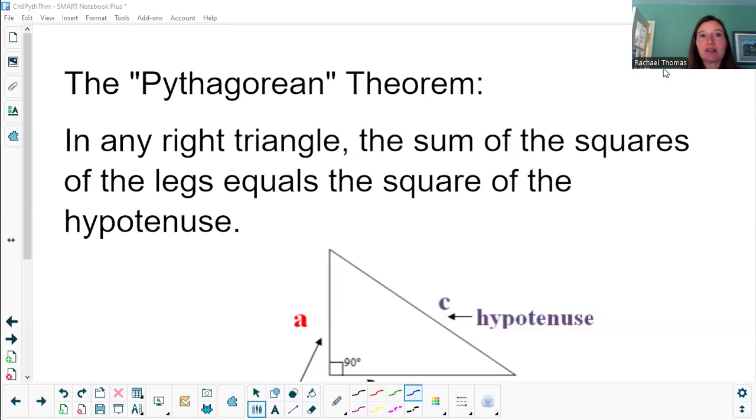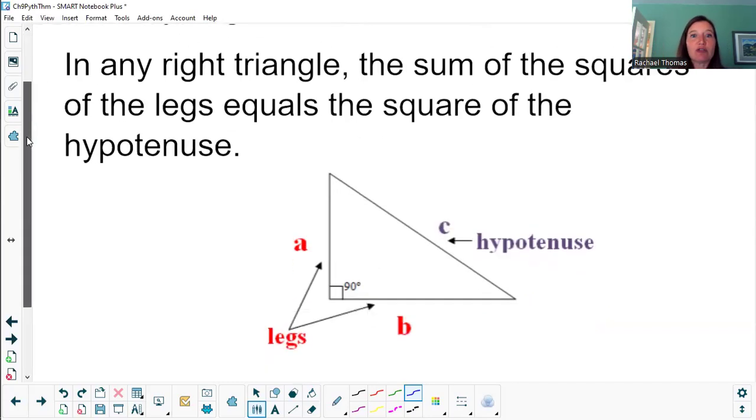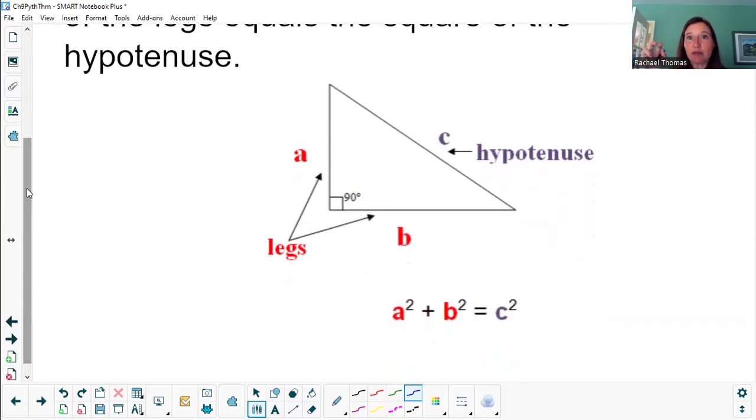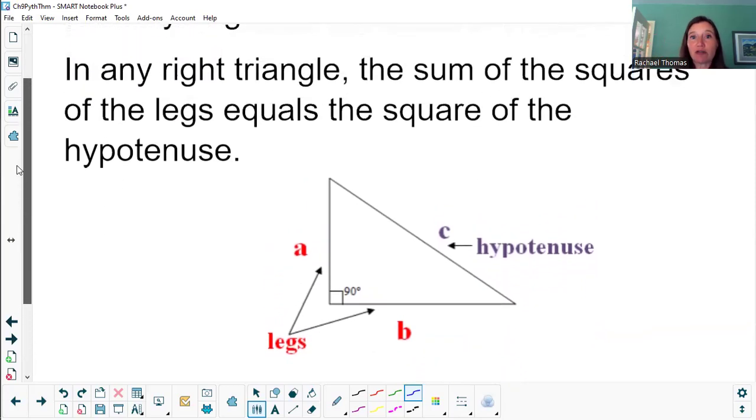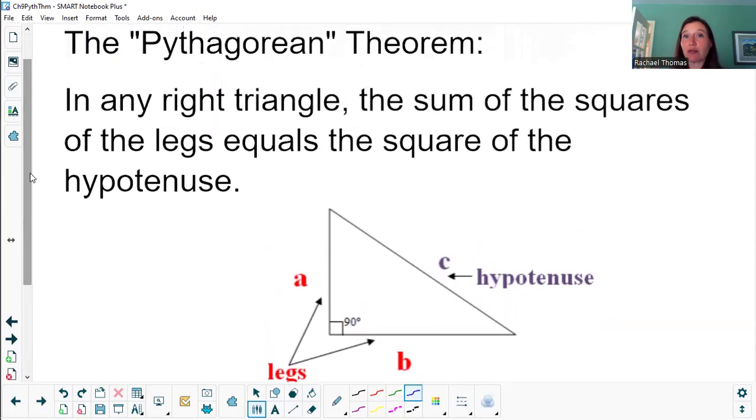But we call it the Pythagorean Theorem, which you might know best as a squared plus b squared equals c squared. The context here is that we're talking about right triangles. So if I was going to write that in words, I would say in any right triangle, the sum of the squares of the legs, a squared plus b squared, equals the square of the hypotenuse.